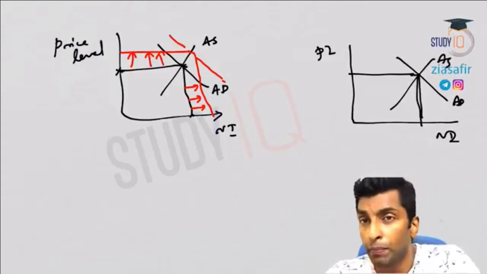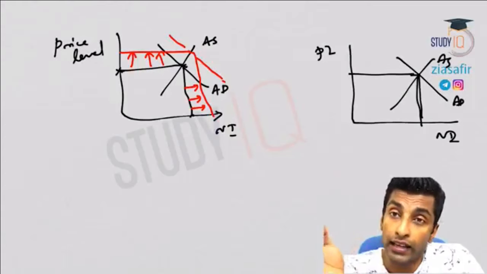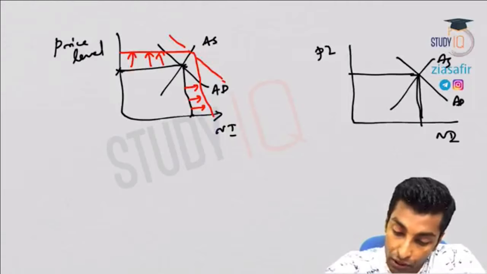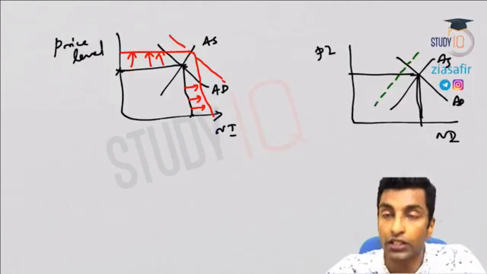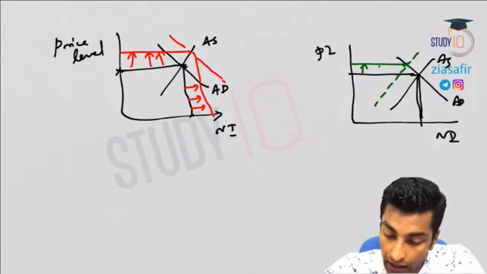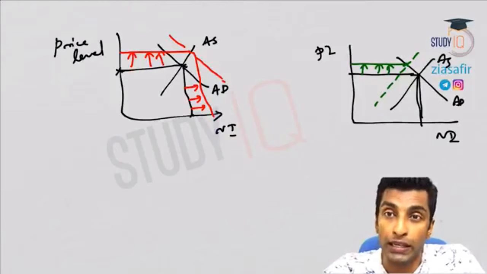Now what happens when supply comes down, or when the cost of production is increasing? Then supply will be reduced. So the supply curve shifts leftward. Let me show here. Supply curve shifts leftward. So this is the new point now. You can see here there is an increase in price, right? So this is what? Cost push inflation or supply side inflation.